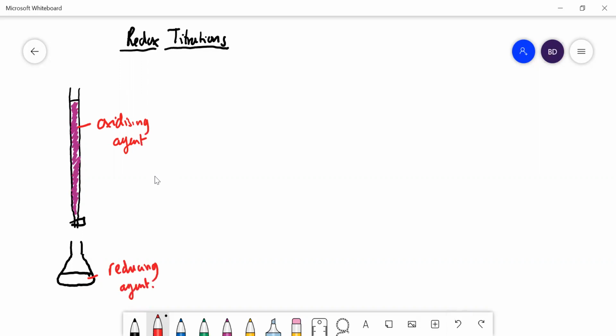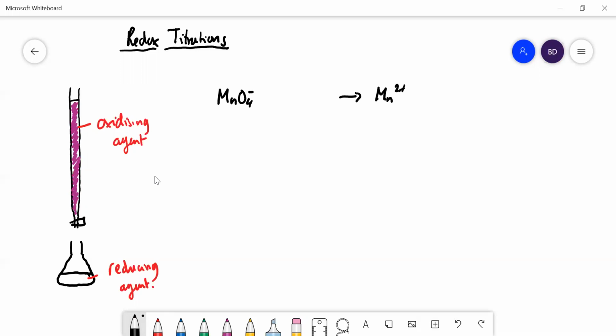Okay, now the oxidizing agent that you normally use, and the one that the board want you to know about, I've colored it in purple there, is potassium manganate 7. So we need to know the half equation for that. The manganate 7 ion is going to act as an oxidizing agent itself, and is going to become reduced to the Mn2 plus ion.